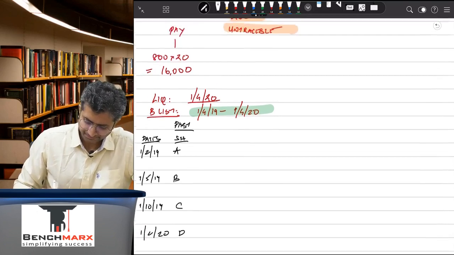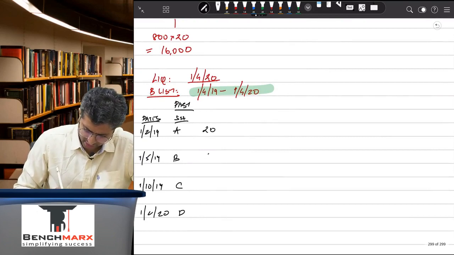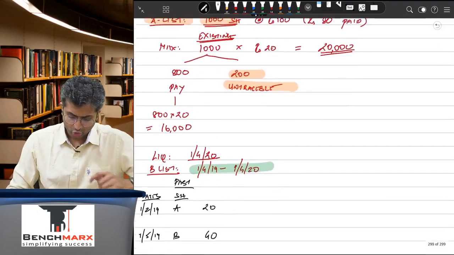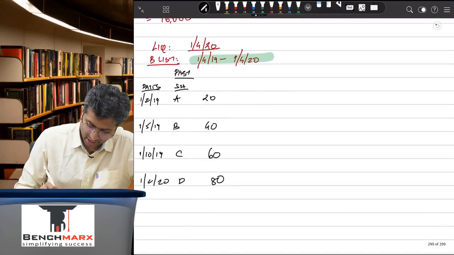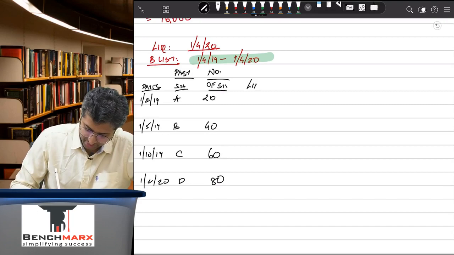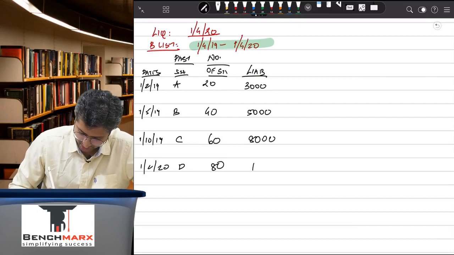And how many shares are there, 200 shares, right? So let's say this is 20 shares, 40, 60, and 80. So these are your total shareholders of the past. So these are the number of shares, and let us say the liability that was outstanding was 3,000 rupees, became 5,000, became 8,000, and became 12,000.